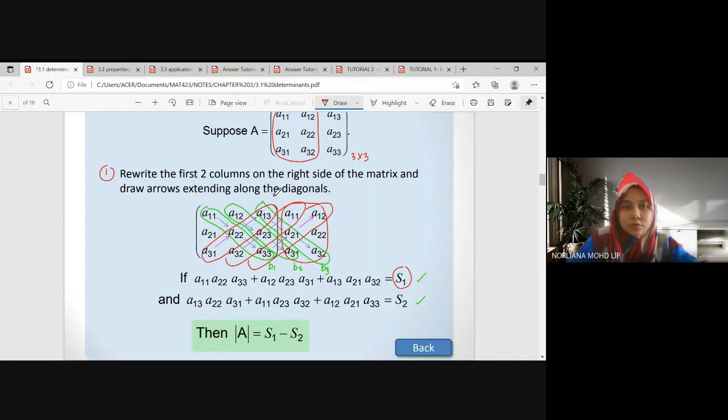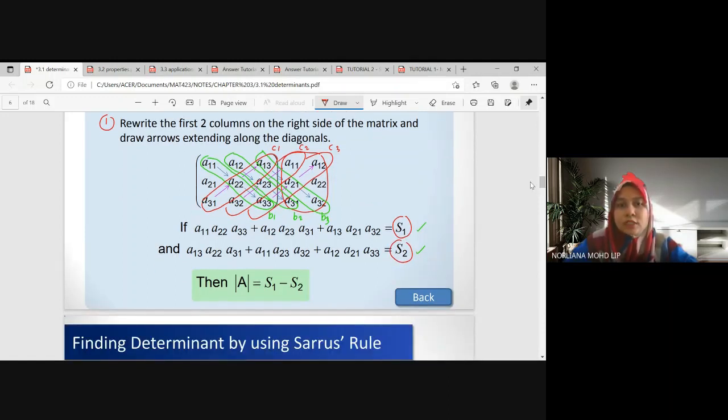Okay, this is S2. So we label C1, the product of C1, A13 times A22 times A31, plus C2, the product of C2, A11 times A23 times A32, plus C3, the product of A12 times A21 times A33, is equal to S2. Then we can find the determinant of this matrix, so it's equal to S1 minus S2.